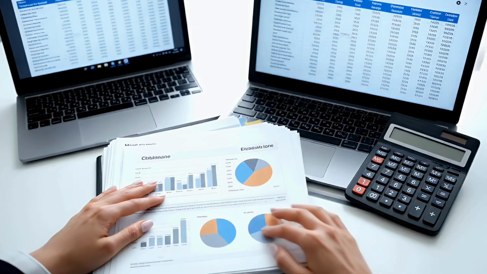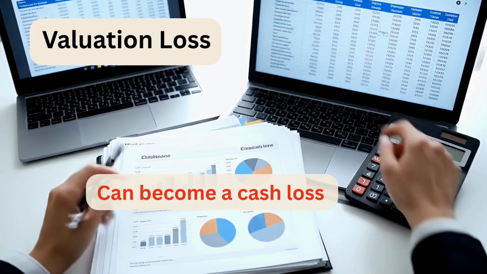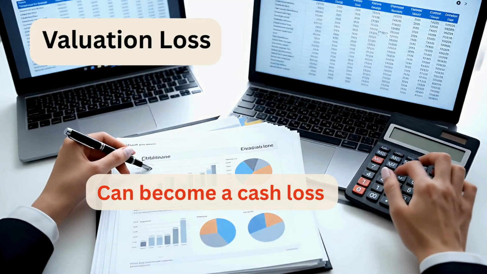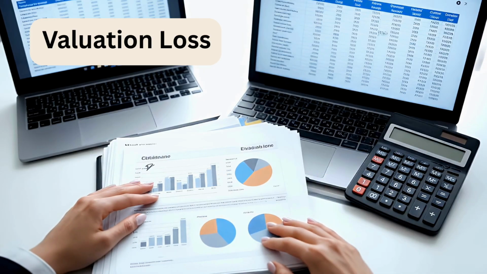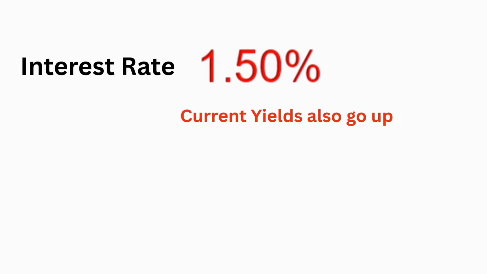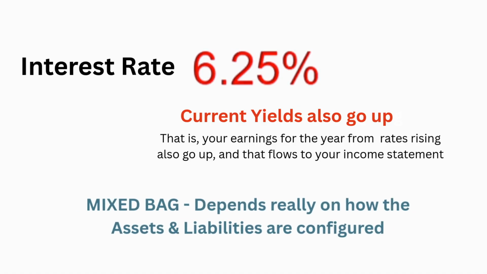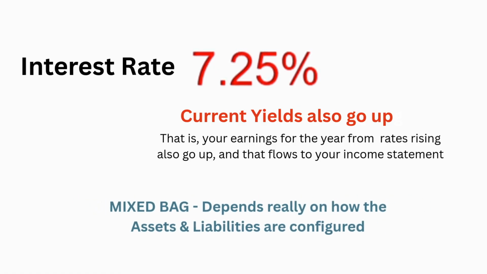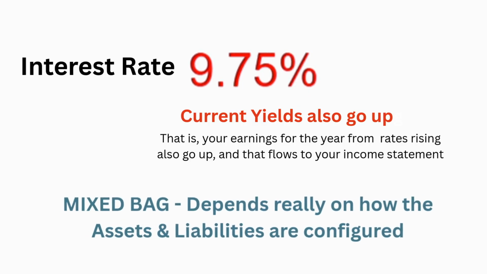Now, although this is a valuation loss, it can easily become a cash loss if, because of a need for cash, the assets need to be sold, thus realizing the market valuation loss. We shall get back to this later. Of course, higher interest rates also mean that current yields will also go up, which should reflect improved profit and loss statements, or P&Ls, compared to the previous interest rate regime. So it's a mixed bag, and it very much depends on the mix of assets and liabilities of a bank or financial institution and their sensitivity to interest rates.